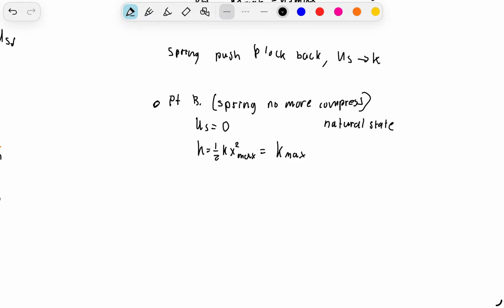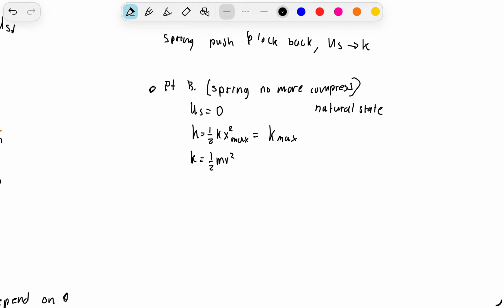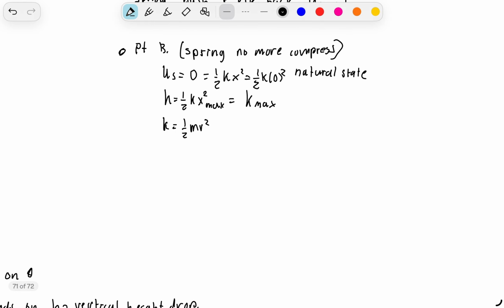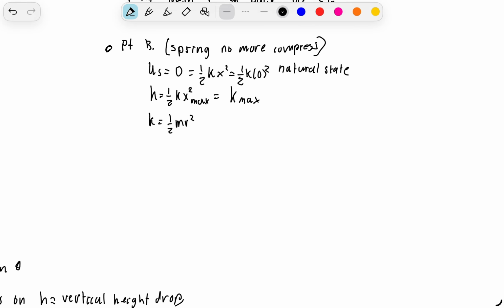And the reason is because kinetic energy is 1/2 mv squared. You're going to have your maximum v, and your displacement, your US, is equal to 1/2 k x squared. You're going to have 1/2 k times 0 squared, which is going to give you 0 for your US. And you know that all that energy has to have gone back to kinetic energy, because our total mechanical energy is going to be the same.